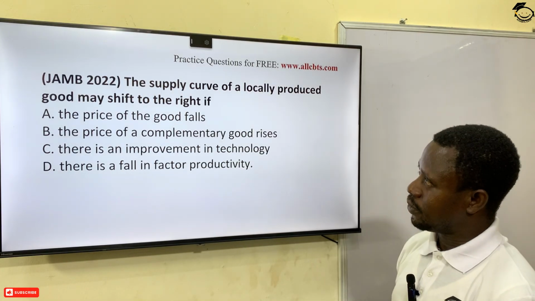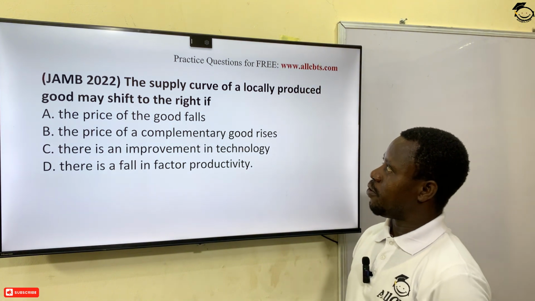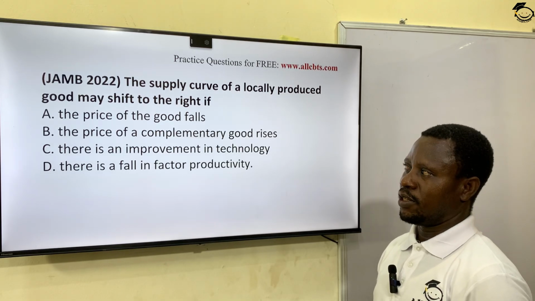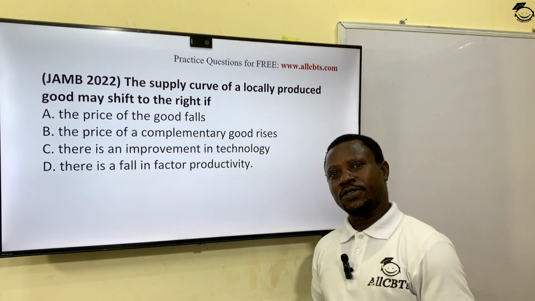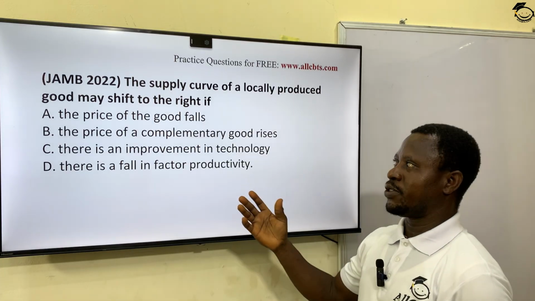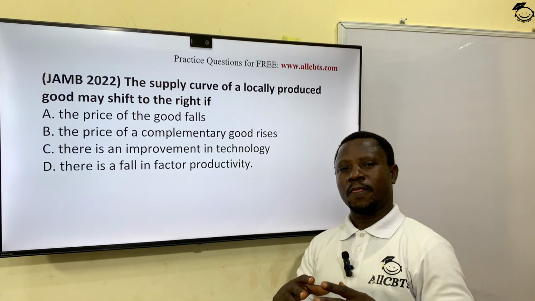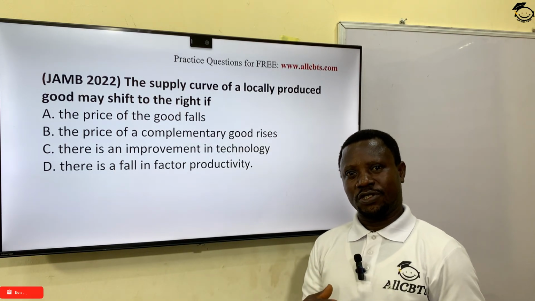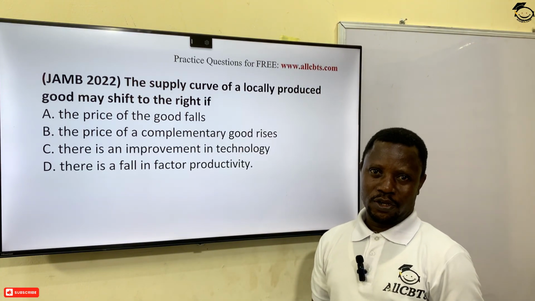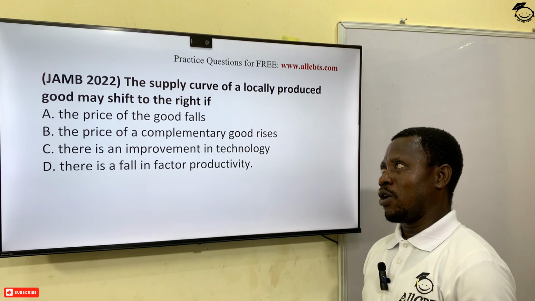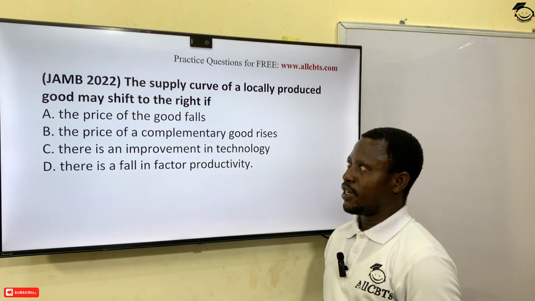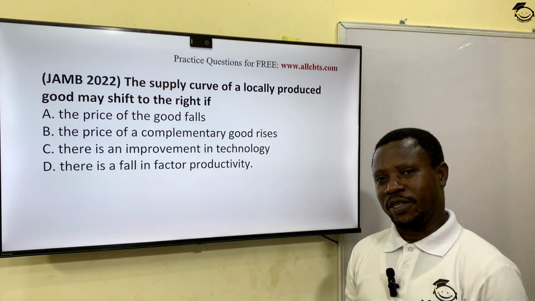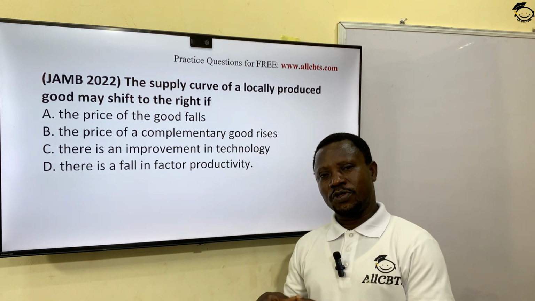The next question. The supply curve of a locally produced good may shift to the right if... You have been following us on this channel, we have done a lot on the explanation between the shift in supply or demand and of course the change in supply or quantity demanded. If you watch our earliest videos, we said that when we talk about change in quantity supplied, it is the price of that commodity that is a major factor contributing to this.